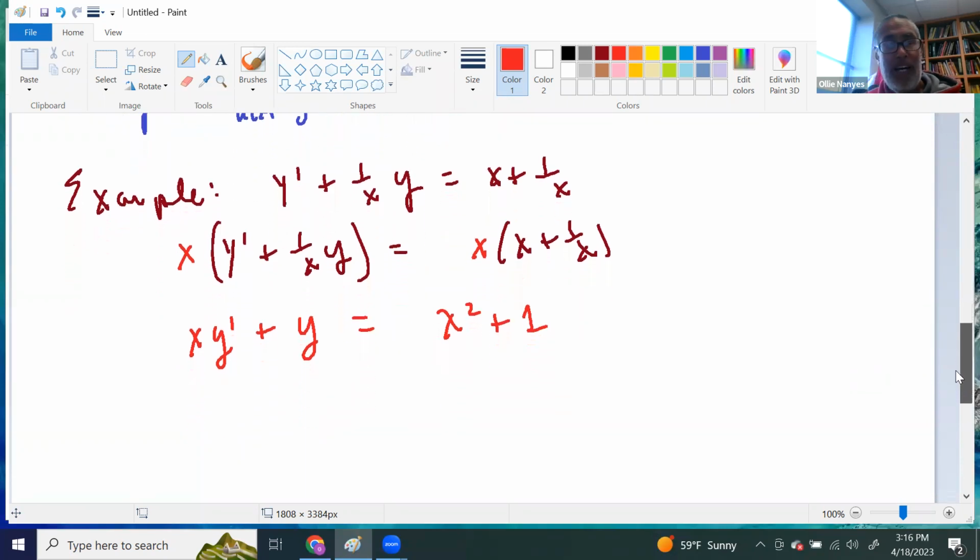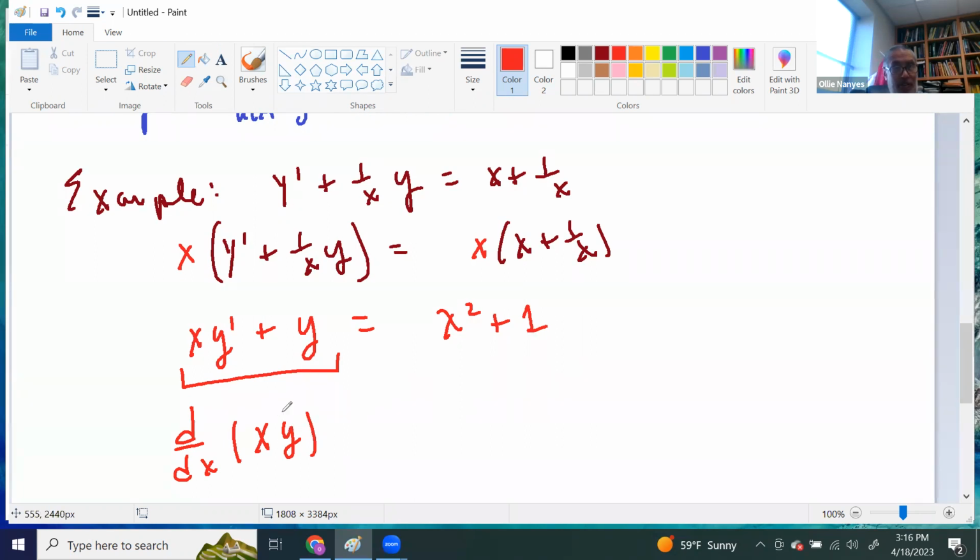Now notice what we have here. This is now a perfect derivative because this thing equals d dx of x times y. Now, why is that so? Well, by the product rule, the derivative of x is 1 times y, and then the derivative of y is y prime times x. So this is a perfect derivative.